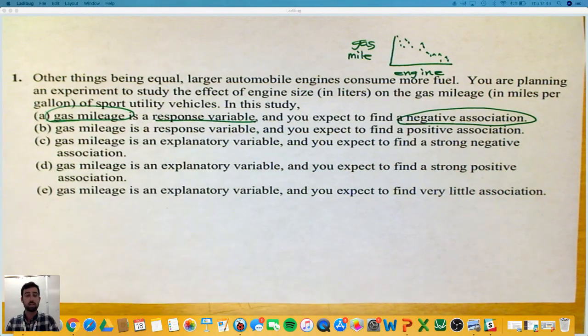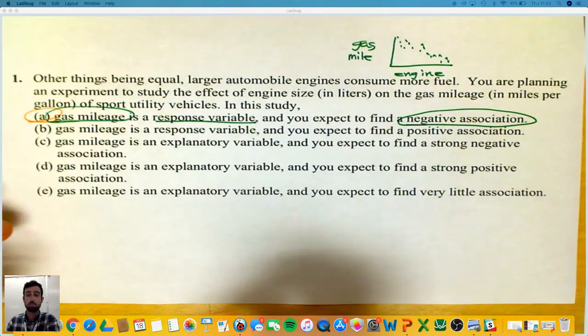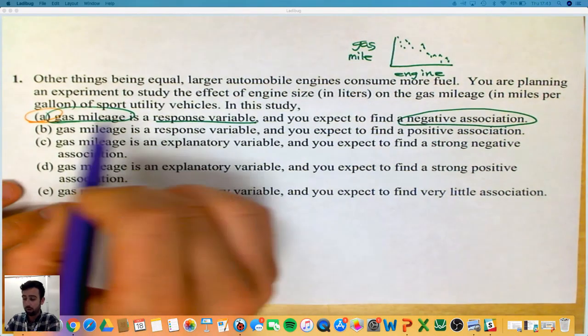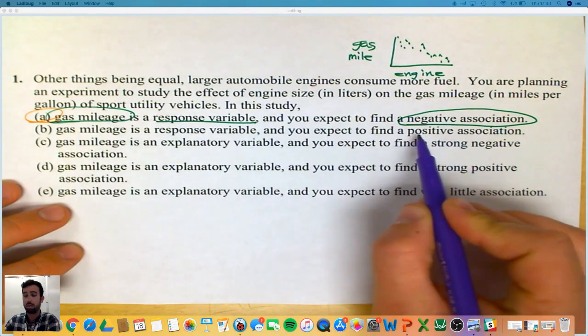So A is going to be our right answer. But let's look at some other ones just in case. Gas mileage is the response variable, so that's right. And you would expect to find a positive.